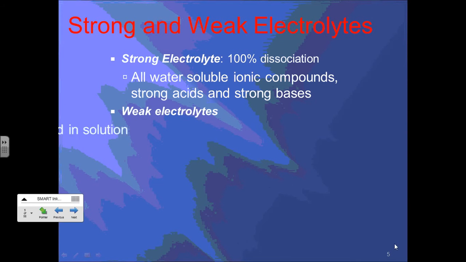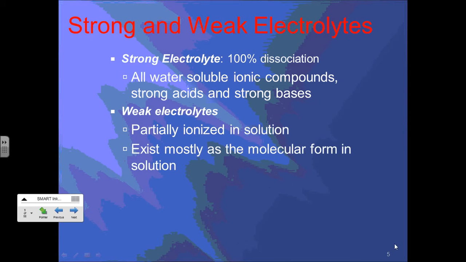Conversely, weak electrolytes do not dissociate completely. They undergo partial ionization or partial dissociation in solution. And they exist mostly in the molecular form in a solution. This will also include weak acids and weak bases.